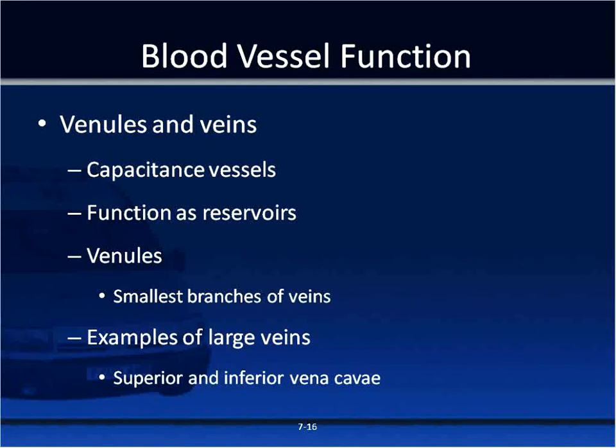Capillaries connect to venules, which are the smallest branch of veins. Blood is delivered from the venule into progressively larger vessels that empty into the large veins. Examples of large veins include the superior and inferior vena cava. Veins and venules are called capacitance vessels because they function as reservoirs, stretching as they receive blood and return it to the heart.